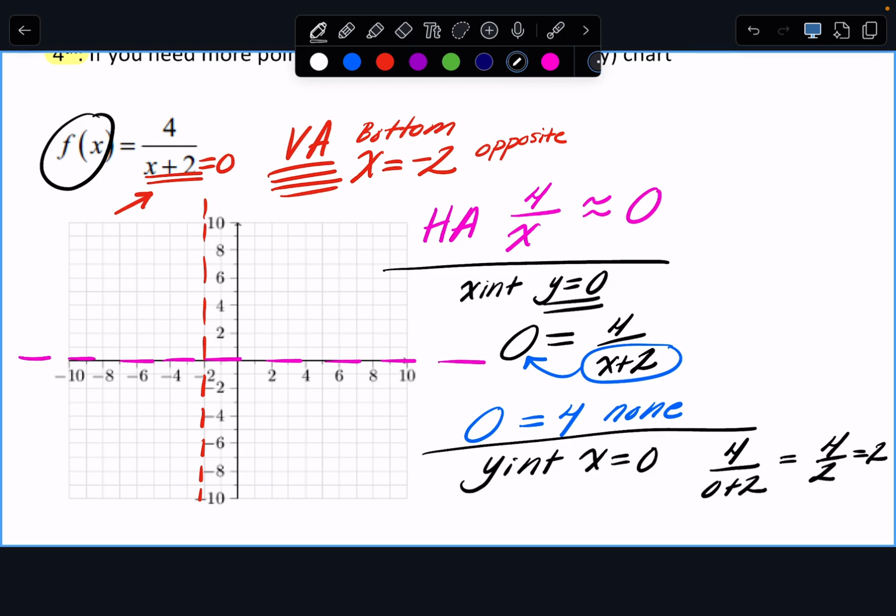So that'd be 4 divided by 2, which is 2. So we do have a point now, 0, 2. Y-intercepts always cross. There's not a y-intercept that bounces, really. So now from here, look, this should be your thought process.